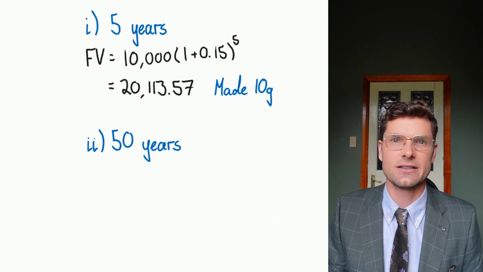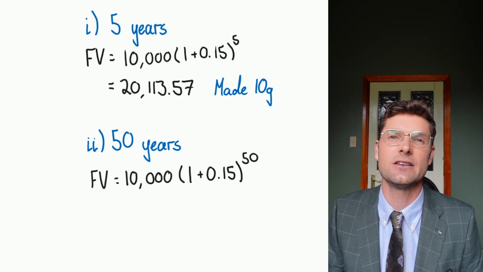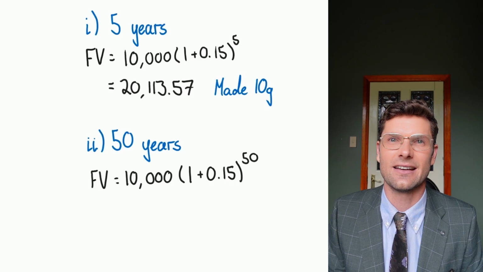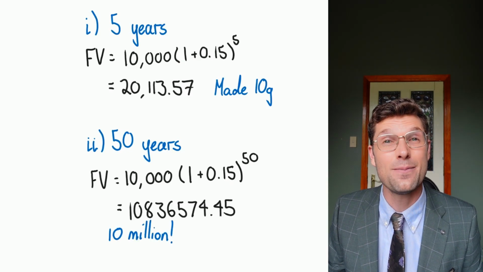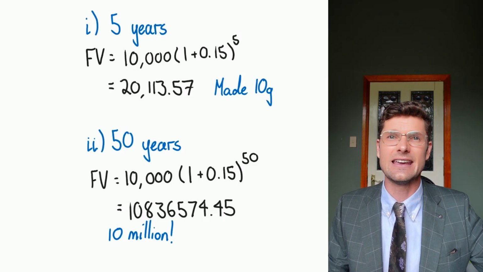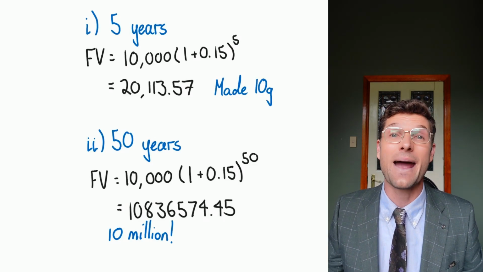So this time I've got 10,000 bracket 1 plus 0.15 to the power of 50. And if you type that into your calculator, you might think you made a mistake. It's not 1 million, it's $10 million. So we can see here that the interest on top of the interest is really driving massive profits.